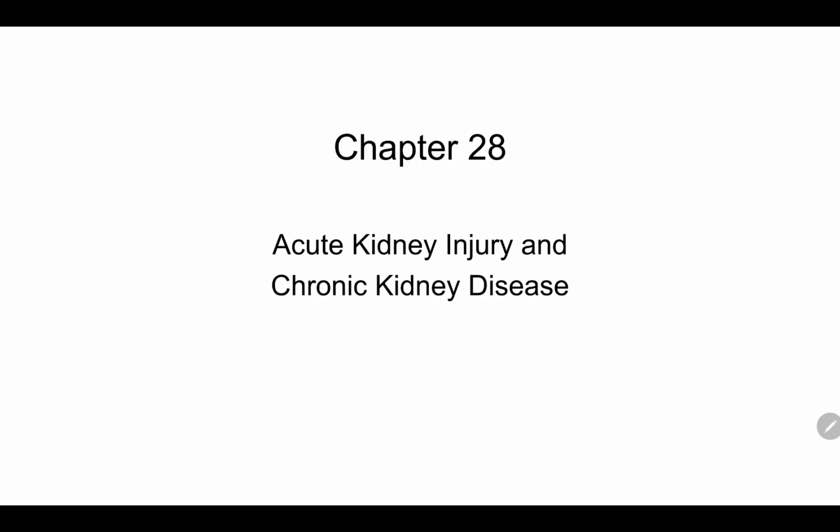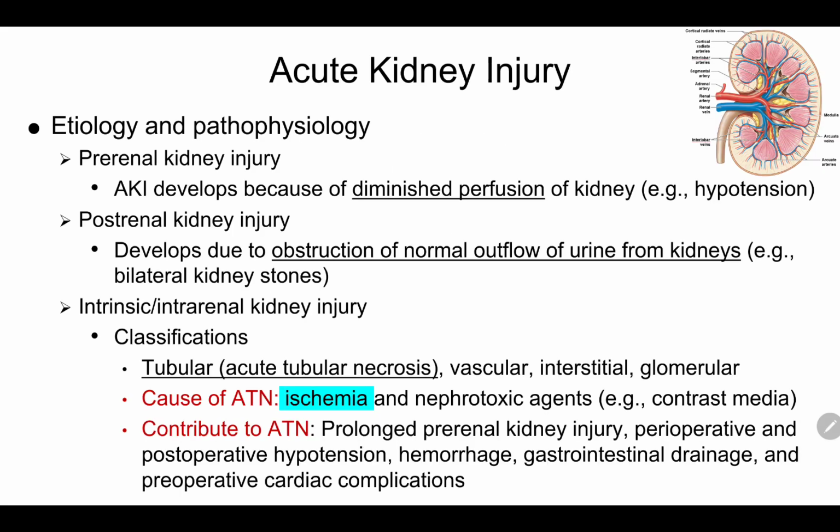So when we look at chapter 28, acute kidney injury and chronic kidney disease, right? When we look at acute kidney injury, we have pre-renal kidney injury, post-renal, and then intrinsic intrarenal kidney injury. And I want to focus on intrinsic intrarenal kidney injury. And so we have acute tubular necrosis, and that can be caused by ischemia, right? It could also be caused by nephrotoxic agents as well. Okay, so you got to remember what are the causes of acute tubular necrosis, right?